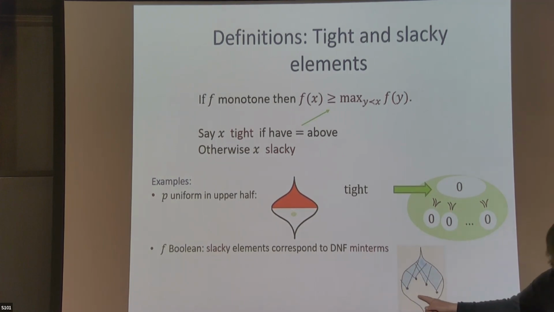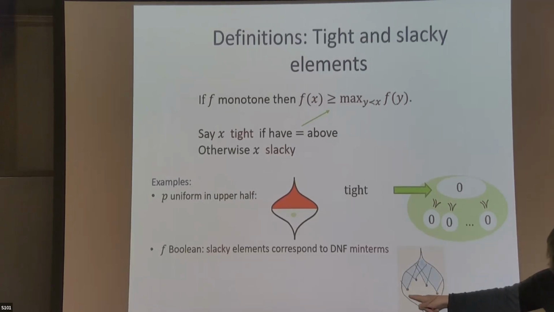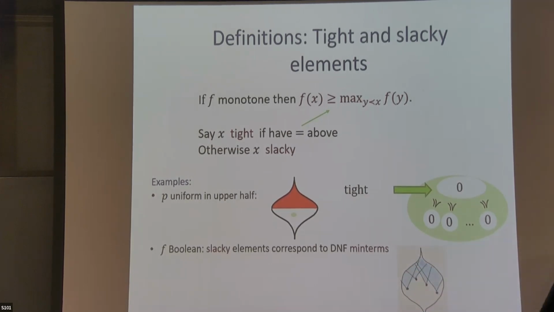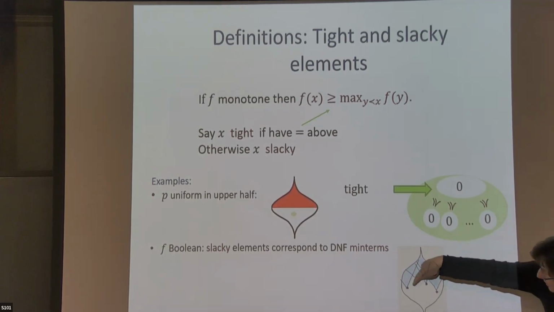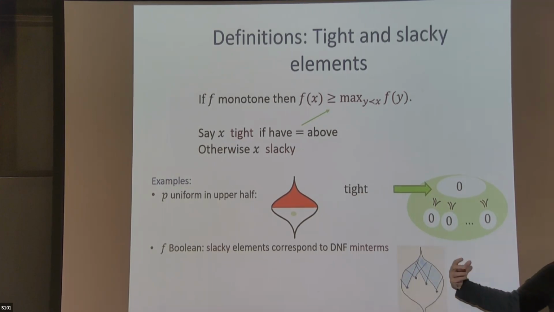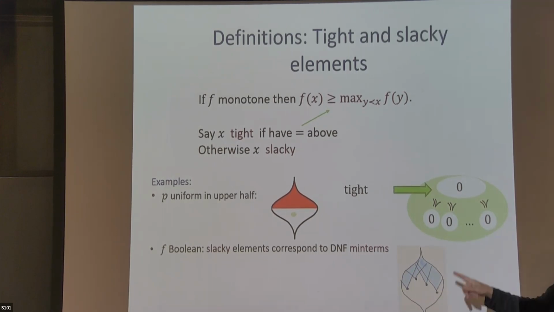So the function here is all zero and here it's all one. And these guys, they're bigger than their children, but everything in this blue shaded area has some child that's equal to one. So it's only these bottom points, which define the minterms of a DNF, that are slacky. Everything else is tight. I think it's a good picture to have in mind so you can understand the rest of what's going on here.